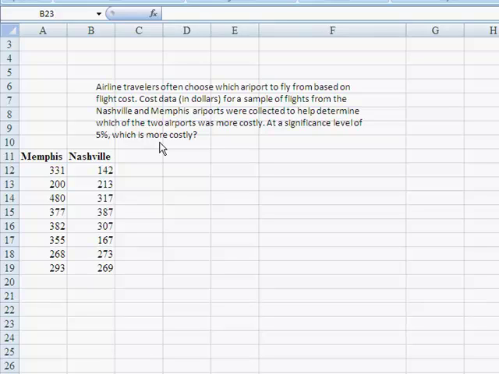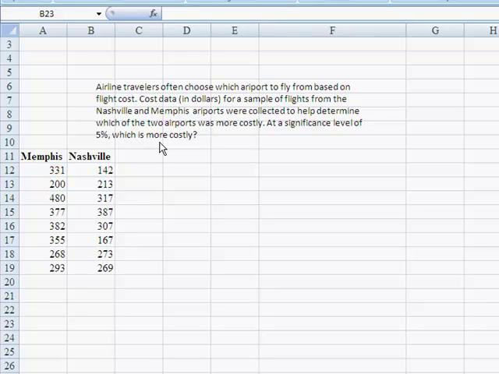All right, I'm going to use a significance level of 5%, and I want to determine which airport is more costly. Notice some things. First of all, I have a null hypothesis that they're going to be the same. I'm going to have a two-tailed or two-sided hypothesis test because I am not coming to this problem thinking, oh, Nashville is more expensive, so is Nashville more expensive? I don't come to this thinking, oh, Memphis is more expensive, so my alternative is not Memphis is more expensive, but simply which one is more costly, Memphis or Nashville?